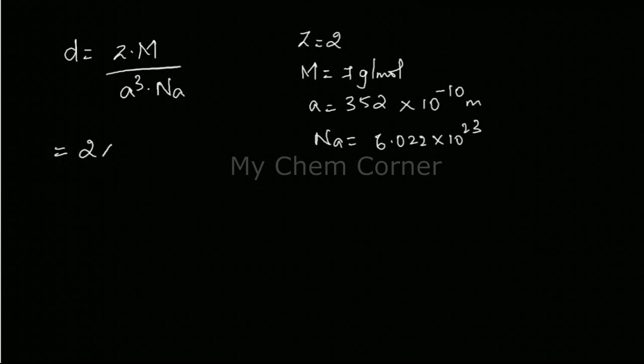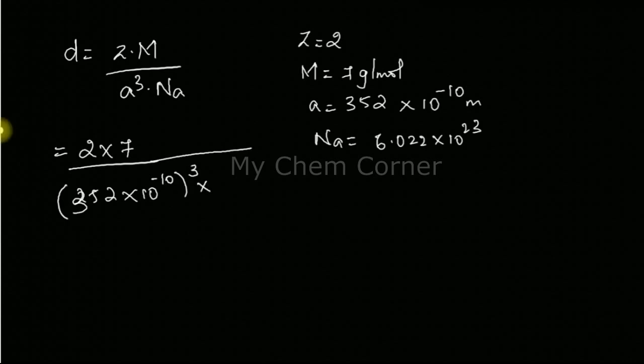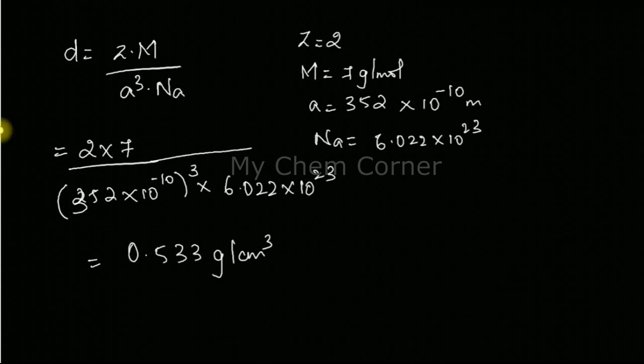So Z value is 2, so 2 into 7 by 352 into 10 to the power minus 10. It is A cube, so you're going to cube the entire thing. Into Na value, 6.022 into 10 to the power 23. Now when we simplify this entire thing, your answer is going to be 0.533 gram per centimeter cube. Alright, so this is going to be the answer. Just make one correction that this is centimeter and not meter. Alright, so this is going to be the answer for the density problem.